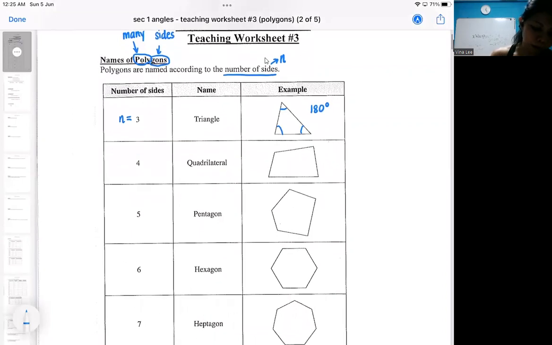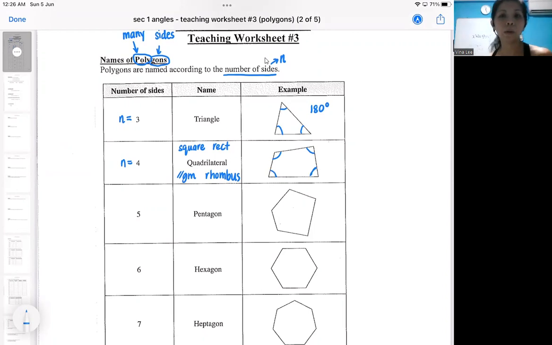When it comes to n equal to 4, that will be 4 sides. All 4-sided figures are named under quadrilateral. Under quadrilateral, we have quite a few, like a square, a rectangle, a parallelogram, and a rhombus, which are all 4-sided. If you have 4 sides, you have 4 angles, and these 4 angles, you were told, add up to 360 degrees. That is called the angle sum of a quadrilateral. Oh, there's one more 4-sided figure I forgot to write down: the trapezium.